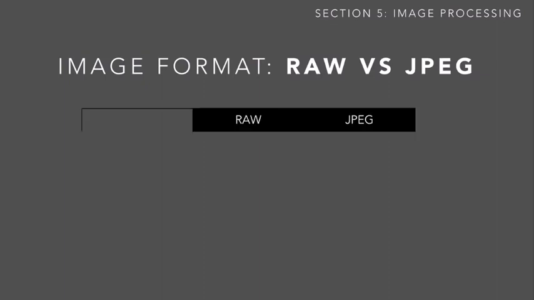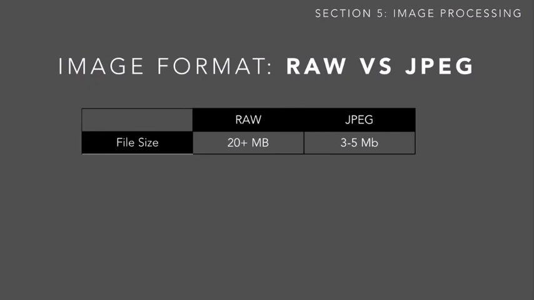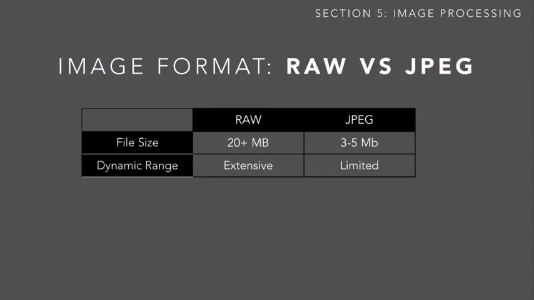First is the file size, and this is a dramatic difference. RAW images are going to be like 20 or 30 megabytes each, whereas a JPEG image is only going to be 3 to 5, maybe 6 megabytes. This means you're going to fill up maybe a gigabyte of space on your drive with just 50 pictures in RAW format, where you can take many, many times more in JPEG, so that is something to consider. The reason RAW formats are so much bigger is because they share a lot more information.